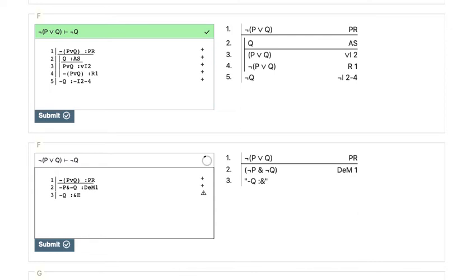Because and elimination just allows you to pull out either of the conjuncts, either side of the and sentence. And we have not Q here, so we can just write down not Q by and elimination. So the second proof avoids having to have a subproof because we noticed that De Morgan lets us turn that premise, line 1, into something that's easier to use.